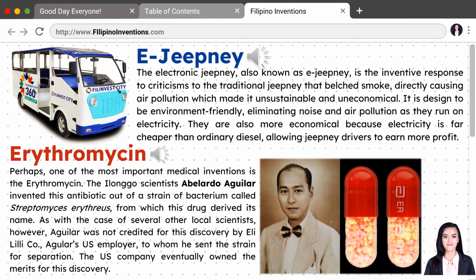So the most common and known invention of the Filipino scientists is the e-jeepney. The e-jeepney, also called the electronic jeepney, is the inventive response to criticisms of the traditional jeepney that belched smoke, directly causing air pollution, which made it unsustainable and uneconomical. It is designed to be environment friendly, eliminating noise and air pollution as it runs on electricity. They are also more economical because electricity is far cheaper than ordinary diesel, allowing jeepney drivers to earn more profit.